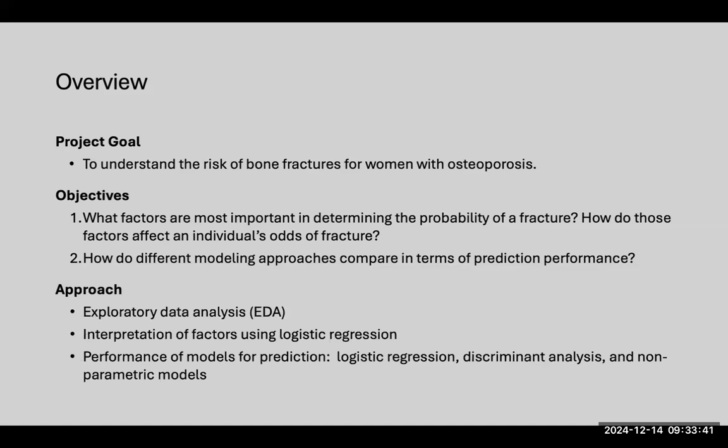For the approach, first, I conducted an exploratory data analysis, then an interpretation of factors using logistic regression, and then building and comparing models for prediction, including a logistic regression, a discriminant analysis, and non-parametric models.